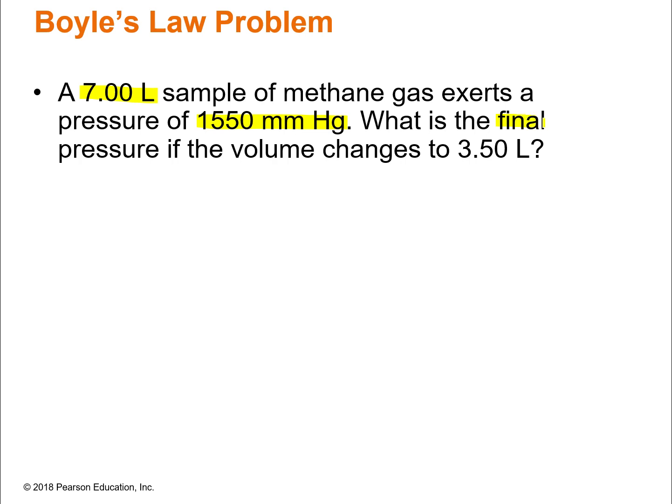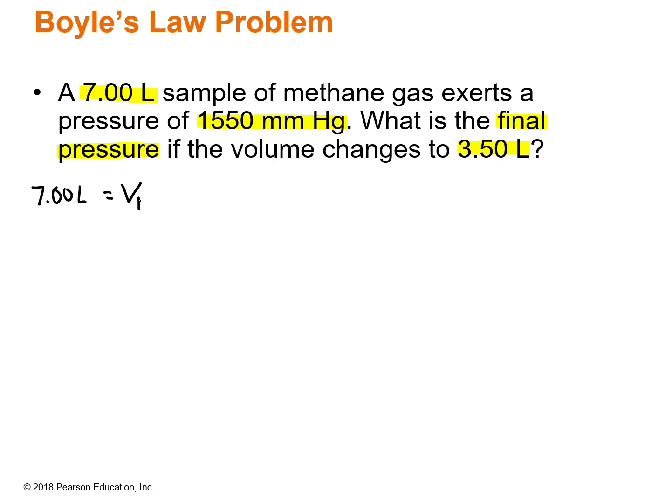The question is asking about the final pressure, and the volume changes to 3.50 liters. Based on our context clues, we need to figure out whether each of these numbers is associated with initial conditions or final conditions. The first number that we encounter is 7 liters. Liters is a volume, so it's going to have a V. The first sentence of the problem usually tells you what the initial conditions are, so it's a pretty safe bet that this is the initial volume of the gas.